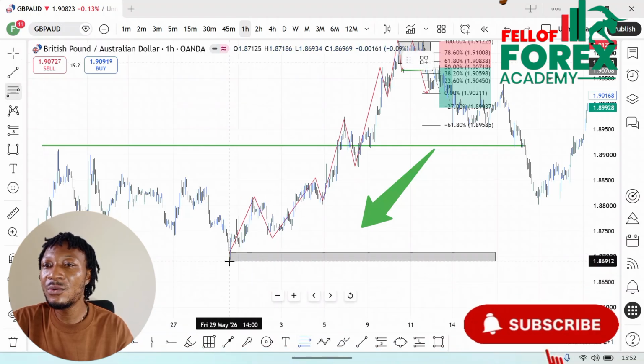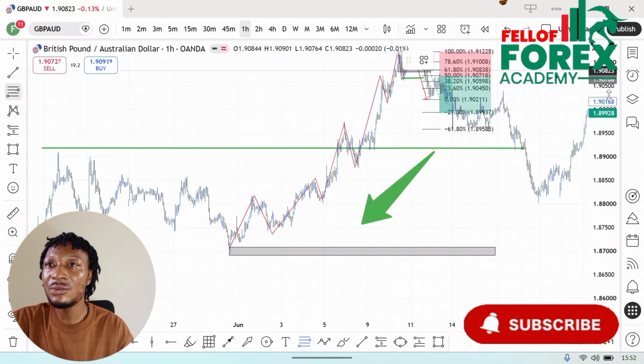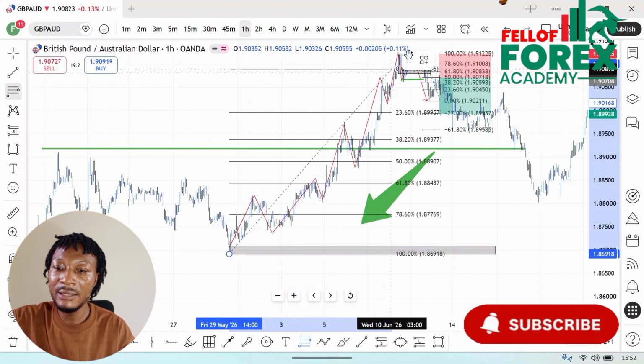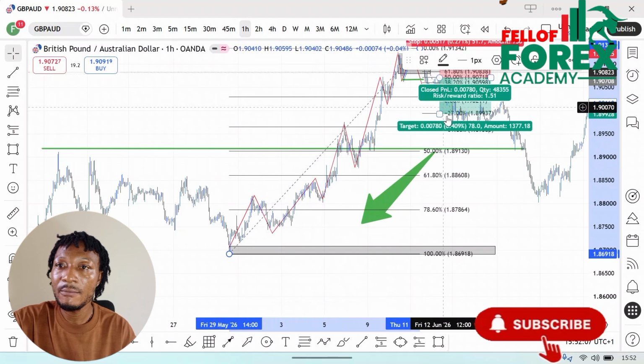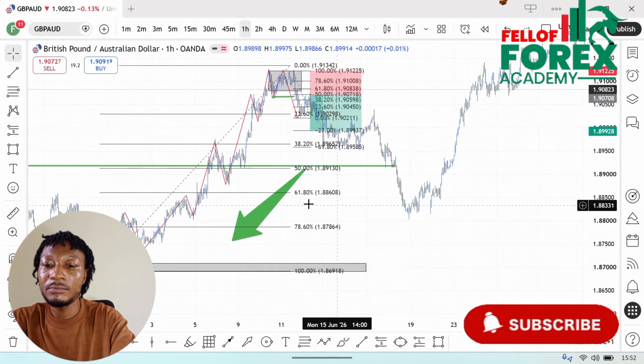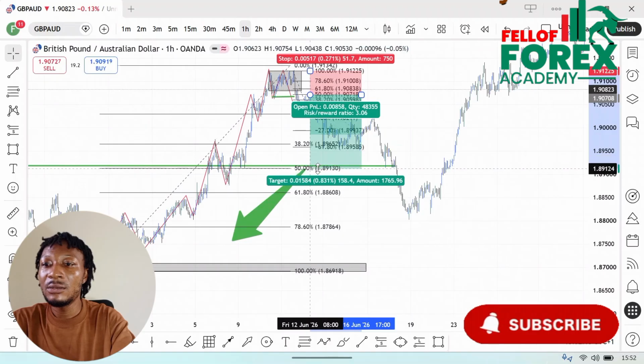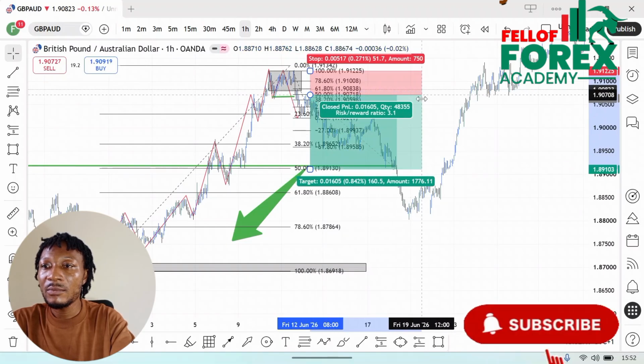So you take from, let me bring it down a little. Good. You take from this low to this high, and you mark out 50%. So this is the 50% level. You bring down your take profit to 50%. That's simple. This is a 1:3 risk to reward.